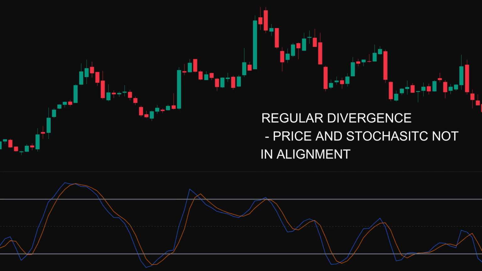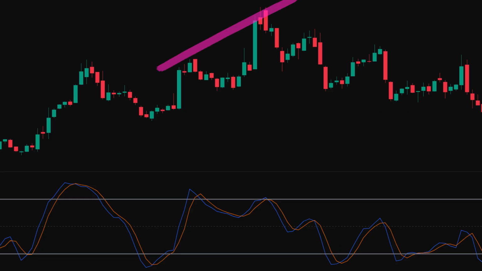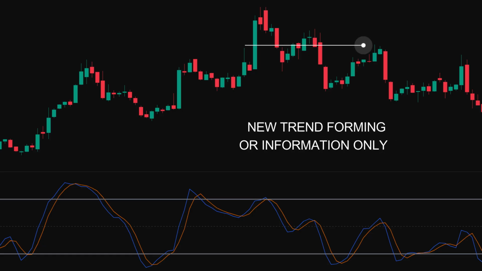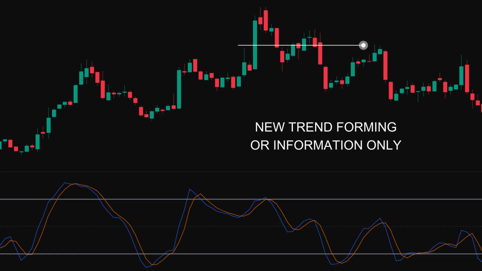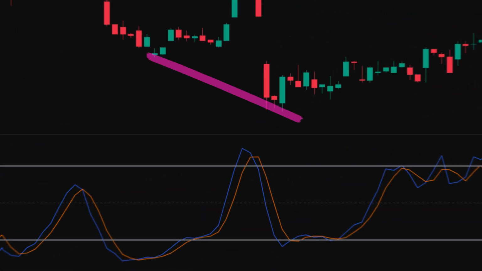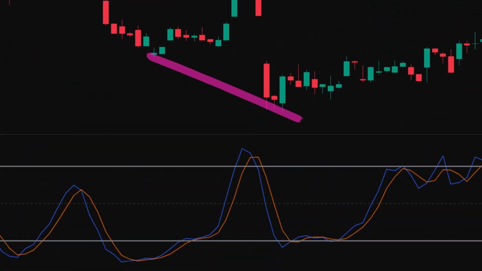Regular divergence. This occurs when price movement contradicts the stochastic indicator. So if price is making higher highs, but the stochastic oscillator is showing lower highs, this is bearish divergence. And it could signal a potential trend reversal, but in the very least, it's showing a lack of momentum. At the same time, bullish divergence is when price makes lower lows, but the stochastics is showing higher lows.